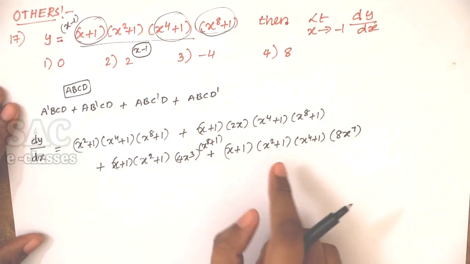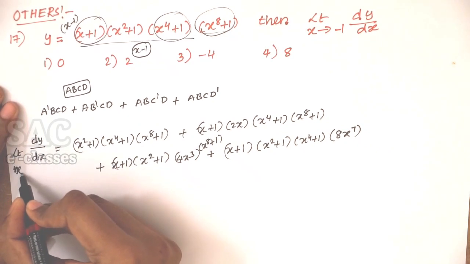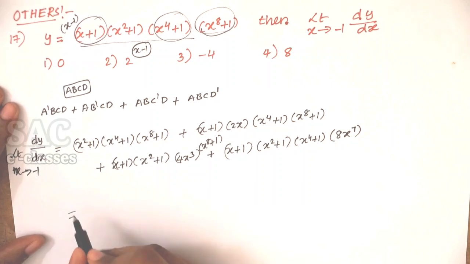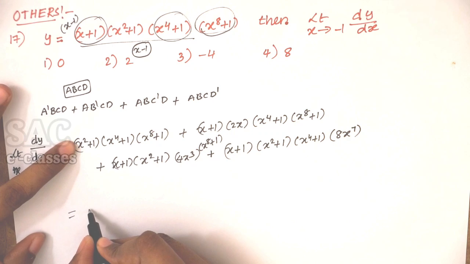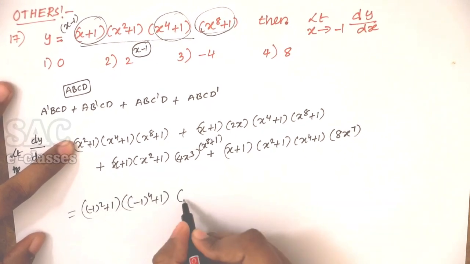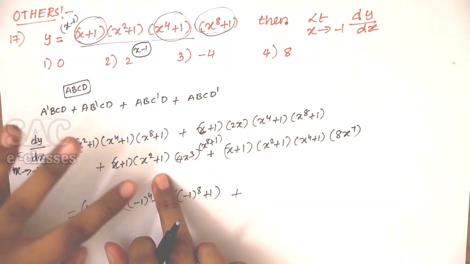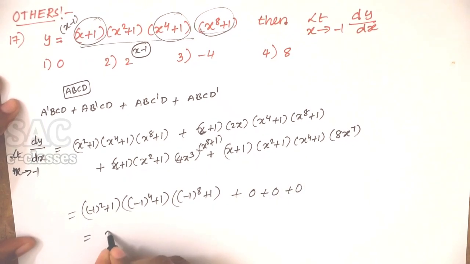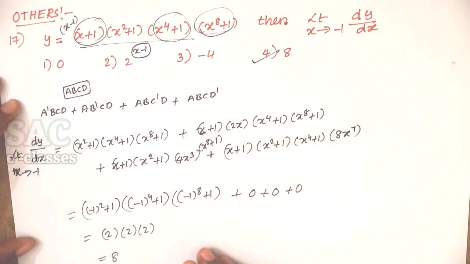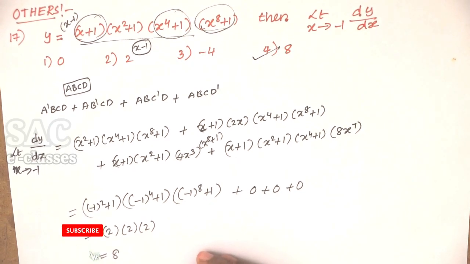Are they asking you to multiply or just apply the limit? Go for applying the limit. Limit x tends to minus 1. I have applied, and I got minus 1 whole square. For the rest, the x plus 1 term is there, so 0, 0 and 0. All the remaining are zeros. So 2 into 2 into 2. Answer is 8. So limit x tends to minus 1 of dy by dx gives you the answer 8.